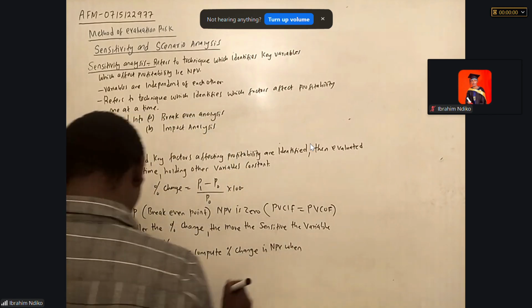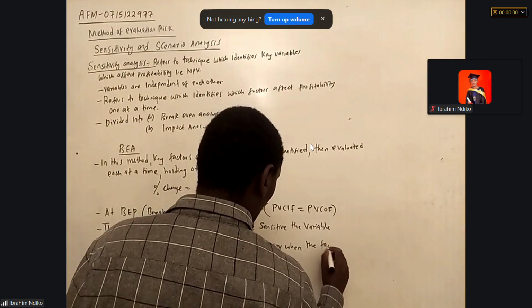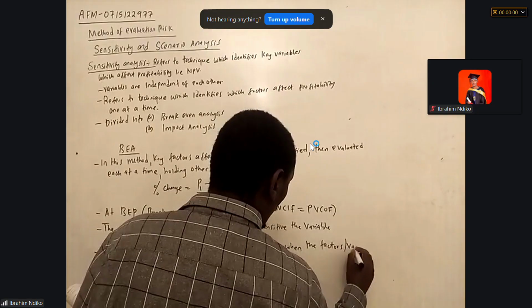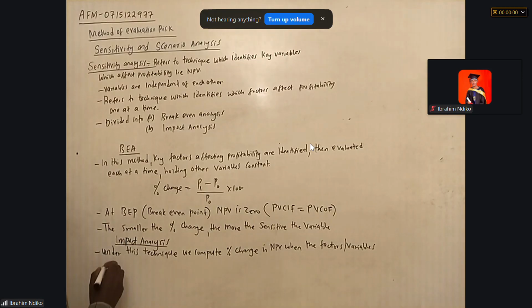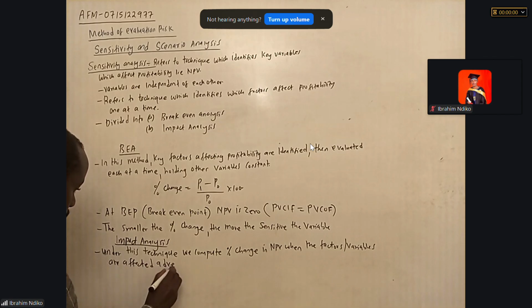In NPV, when the factors or variables are affected adversely. So in this case, when we talk about impact analysis, we only check for the variables which affect our profit adversely. Adversely means when the variable has performed poorly. So under this technique, we compute the percentage change that affects the NPV only when our variables are affected adversely.